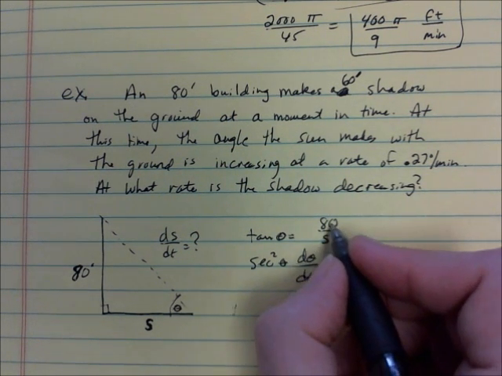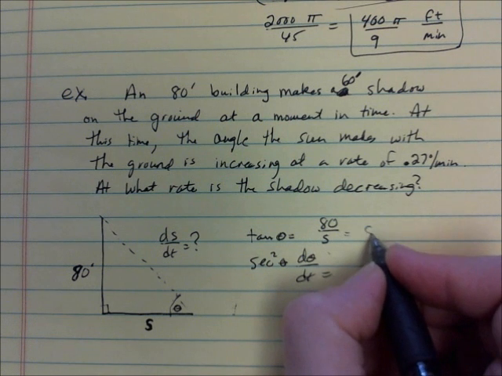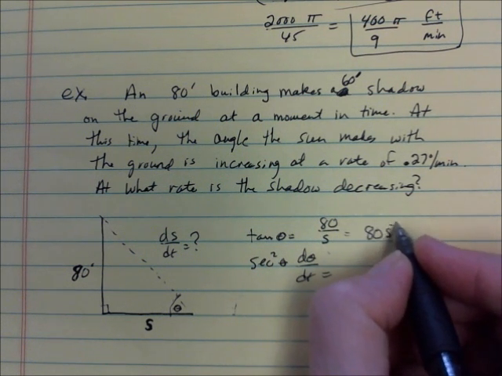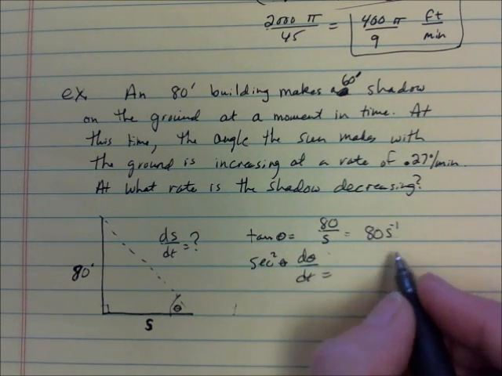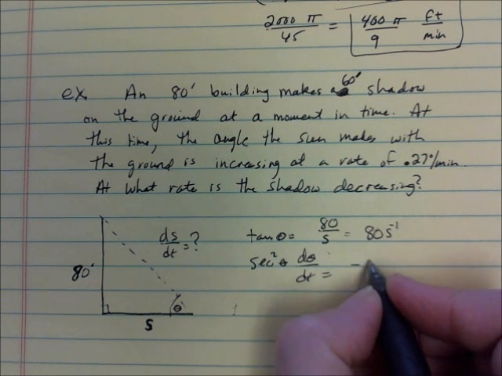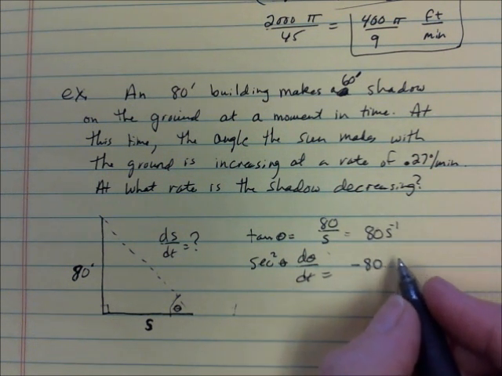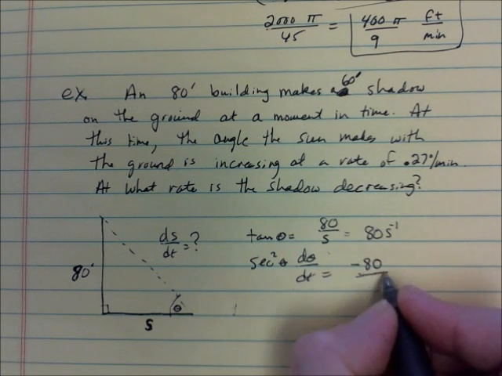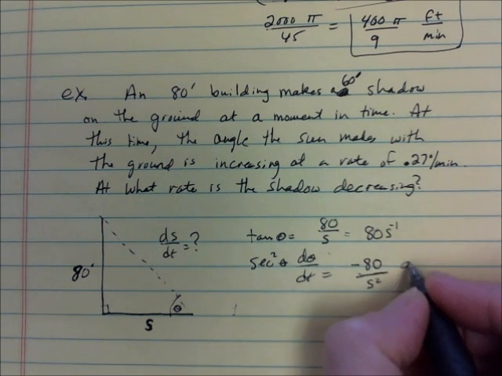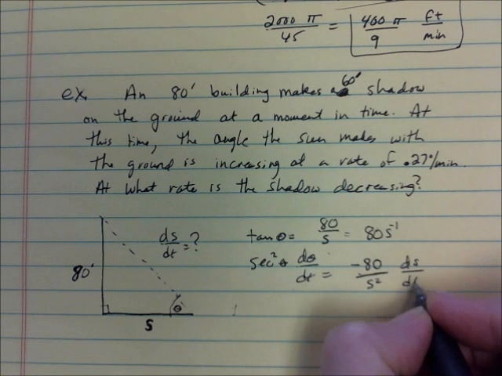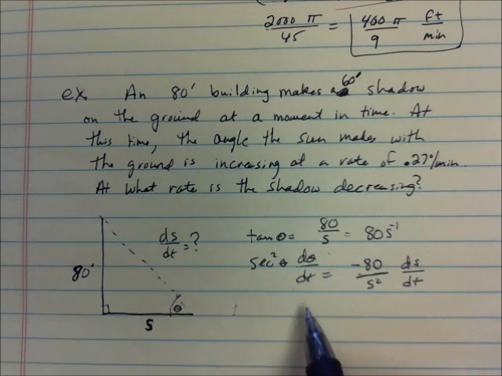is equal to, well, this 80 over s is the same thing as 80 s to the negative 1 power. So the derivative of that is equal to negative 80 s to the negative 2, which is negative 80 over s squared, ds/dt. After we take our derivative, then we can plug in the information that we need.